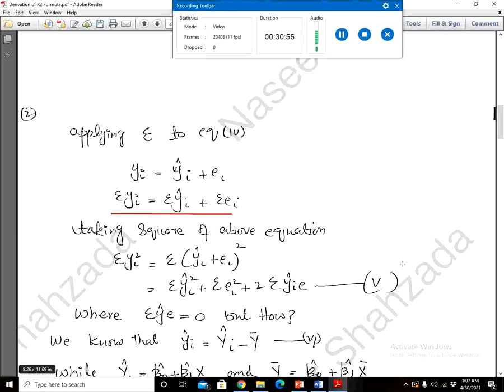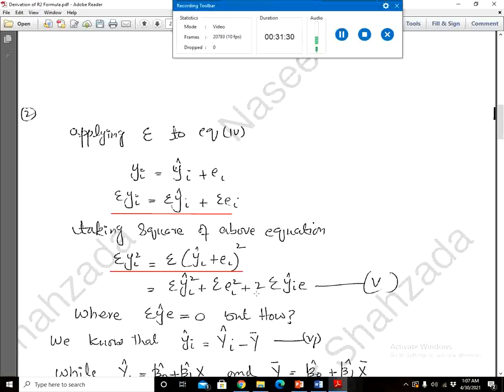Taking the square of the equation, we have this equation now. Summation yi square means the sum of the square of the total variation, which is equal to the square of the sum of these two variations. Now we open this square by the simple formula: square of the first component, square of the second component, and 2 into first and second component. So it is equal to summation yi cap square plus summation ei square plus 2 summation yi cap and ei.